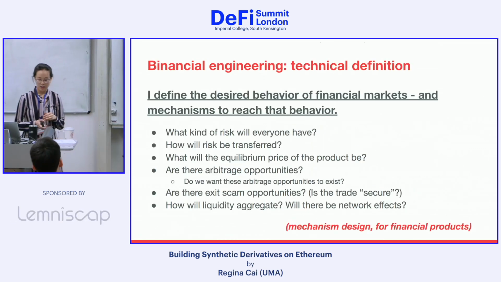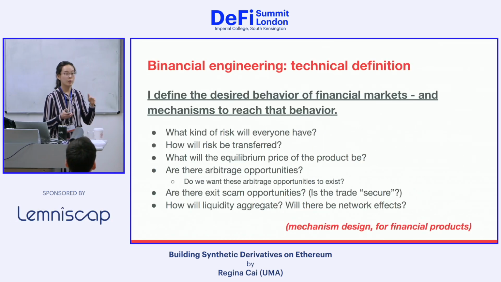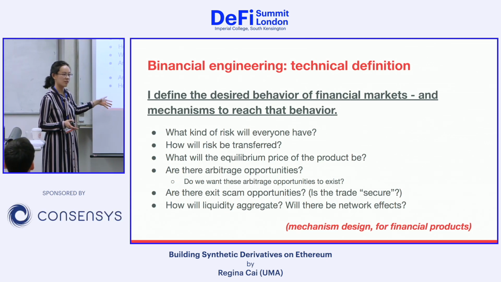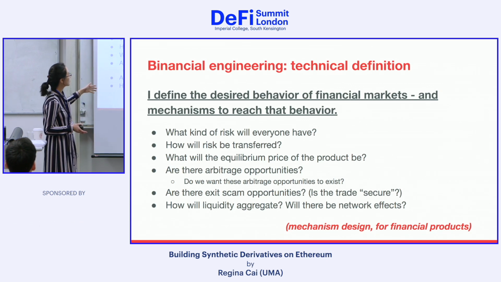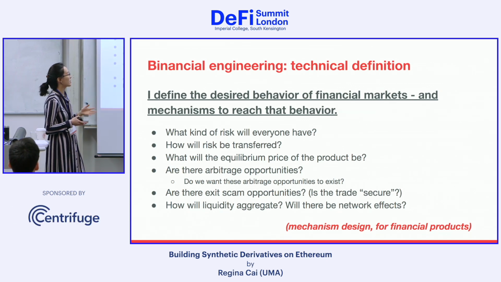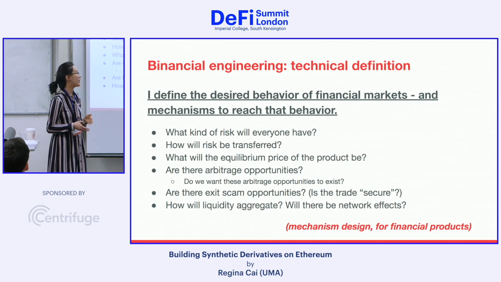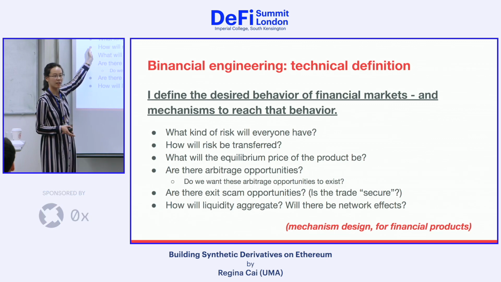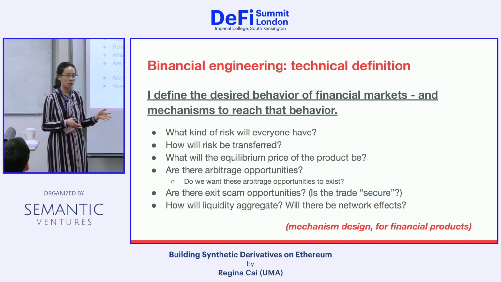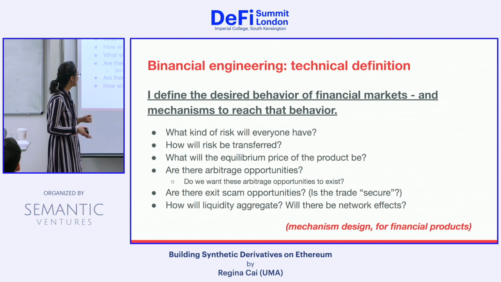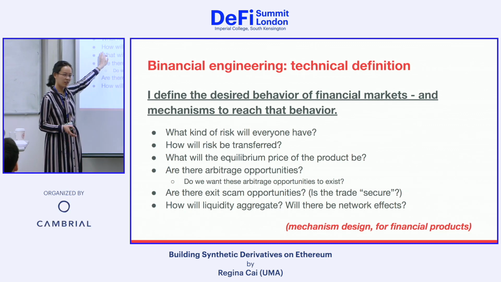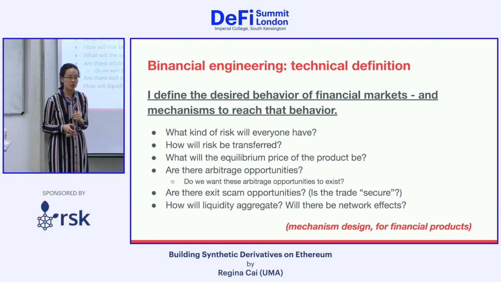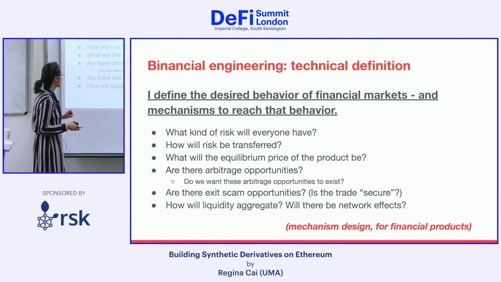Okay, so how did we go about deciding which features to include? Well, these are a lot of the questions that went through our heads. Our goal is to define the desired behavior of these financial markets and then define the mechanisms that reach that behavior. What kind of risk will everyone have? Will everyone know whether they're long or short? Will they know if they're levered or unlevered? How will risk be transferred? Are people going to transfer their risk via OTC agreements, via token transfers, via other coordination mechanisms?